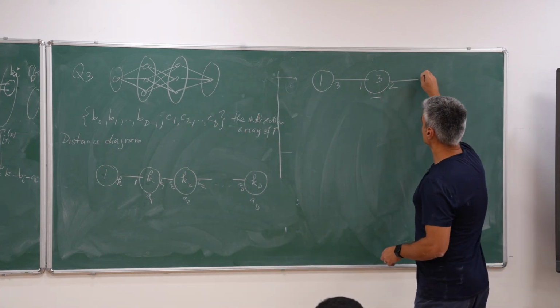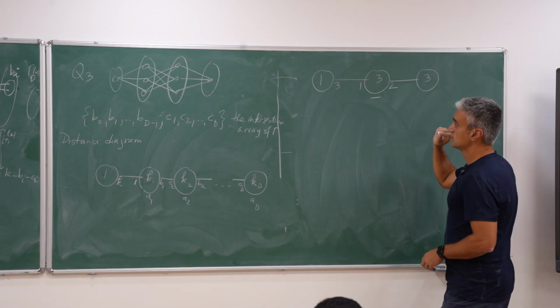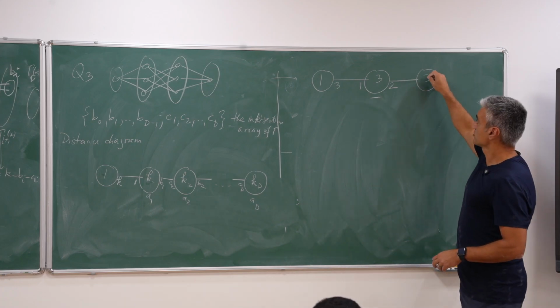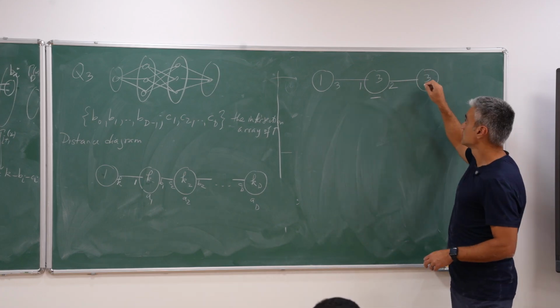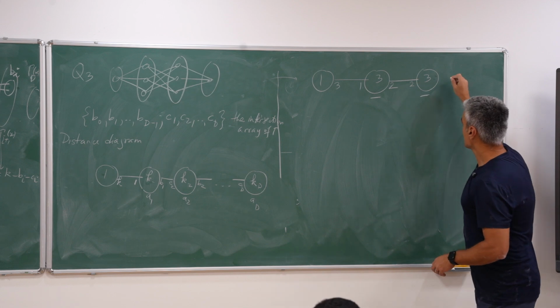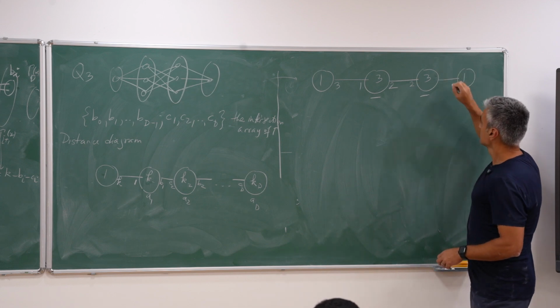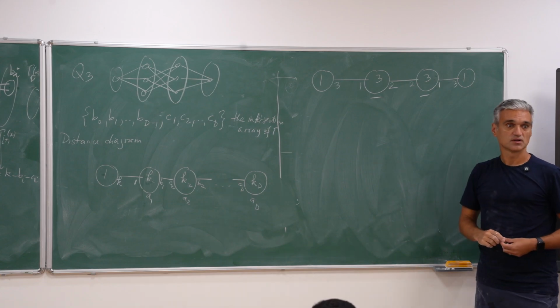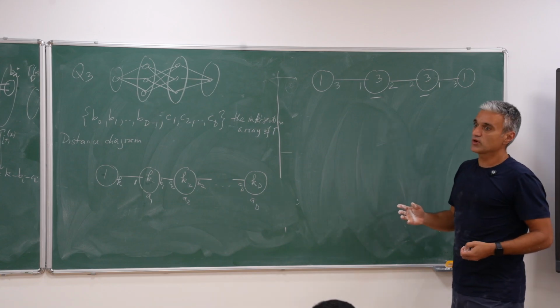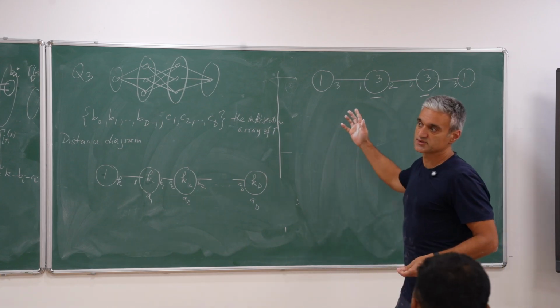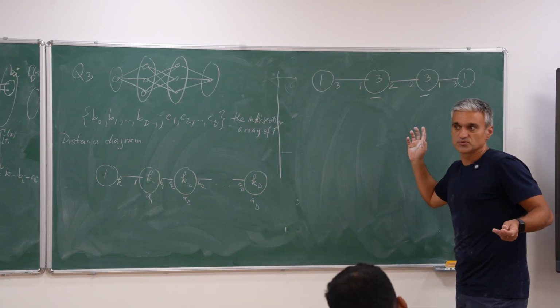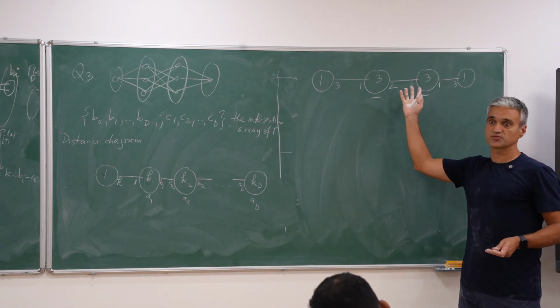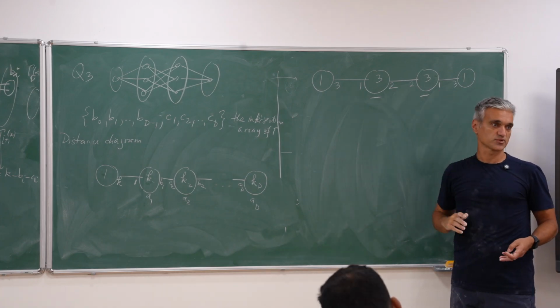Going forward, you have 2, here you have 3. From 3 going back, 2. Over here, dash, going here is 1, 1, and 3. Okay? So a picture is 1,000 words, maybe not 1,000, but a few. This is the picture for the cube. This is a distance diagram for the cube.